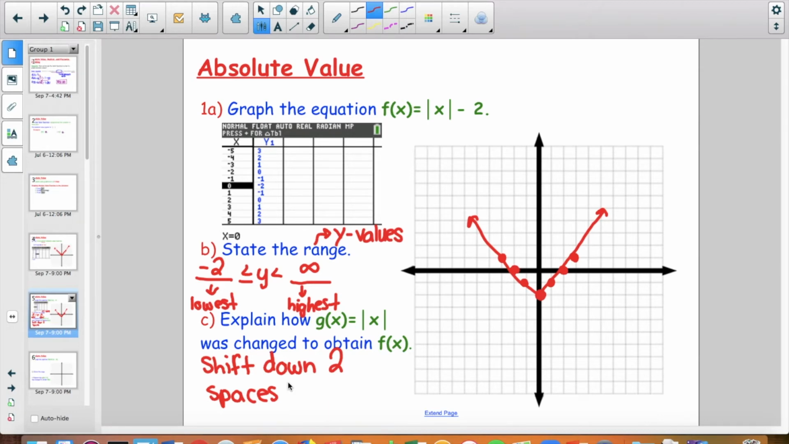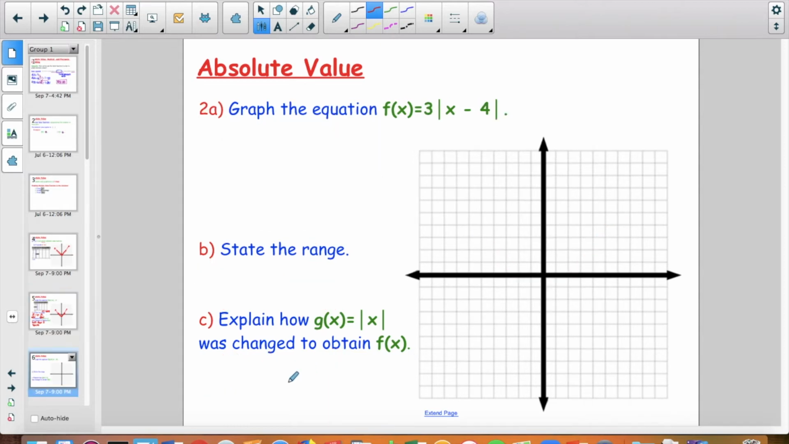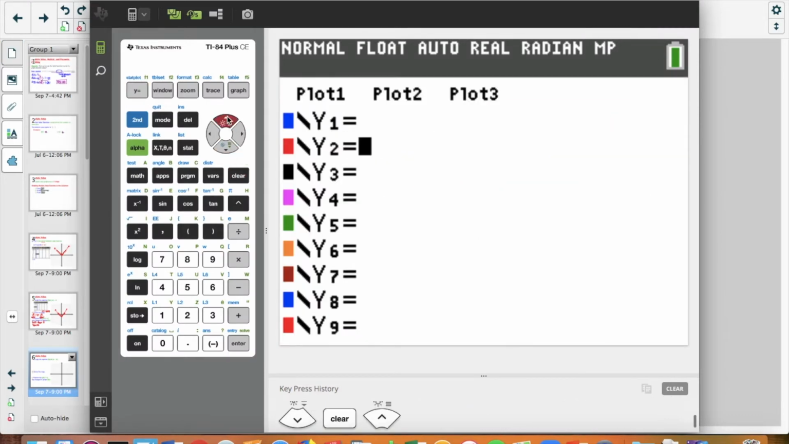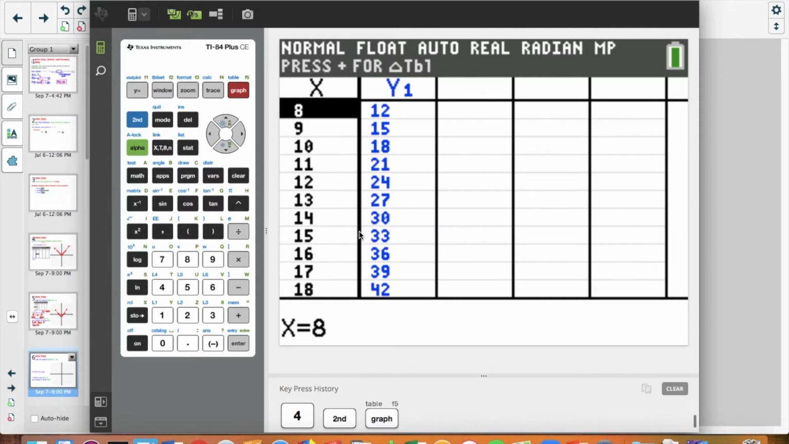Okay, so moving on to the last problem with absolute value. It says graph the equation f of x equals 3 times the absolute value of x minus 4. So going to the calculator, clearing everything out, and typing it in. So 3 absolute value of x minus 4. So now I'm going to go to my table. I don't see a pattern here yet, so that means I'm going to have to look through. So I'm going to scroll up, and I found the pattern.